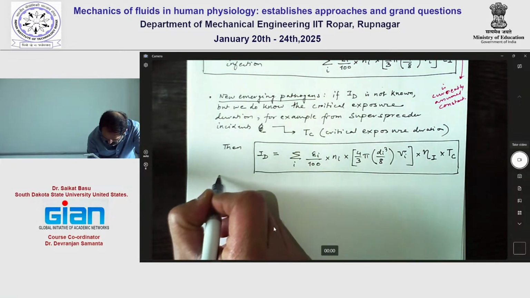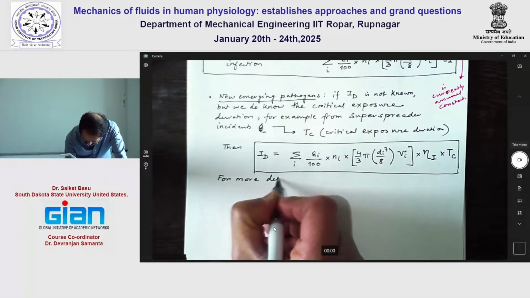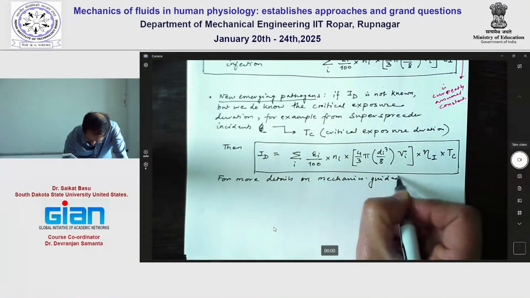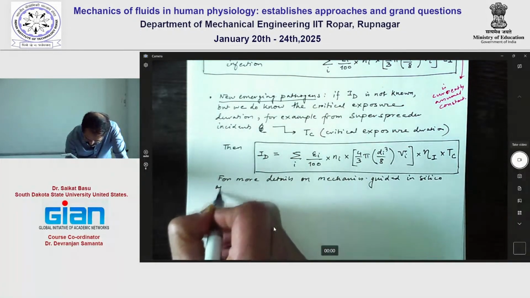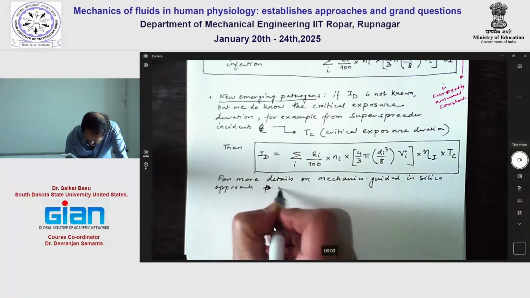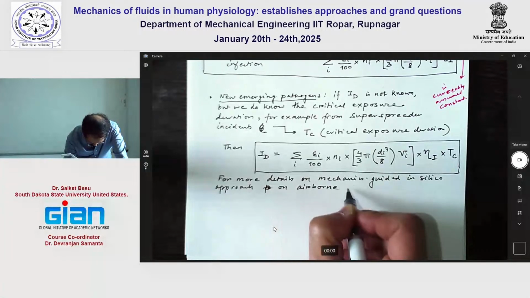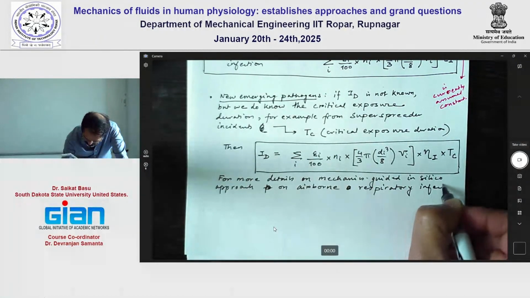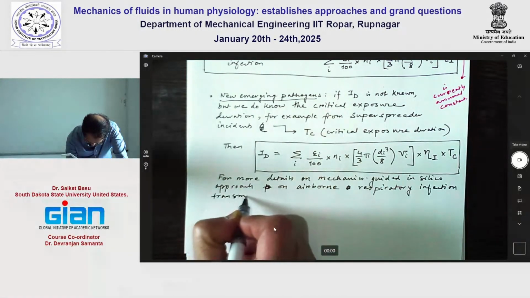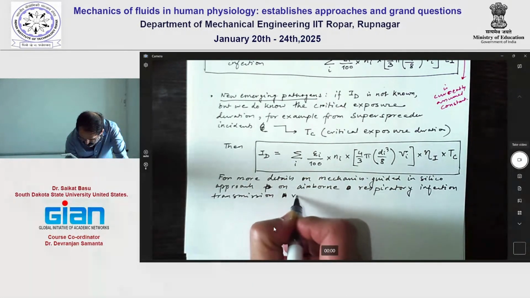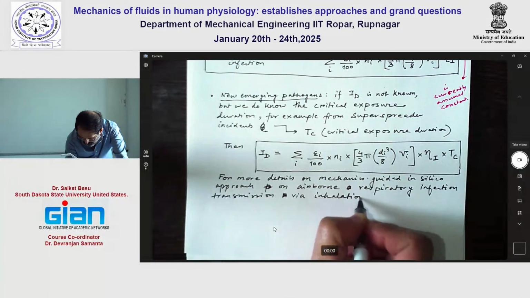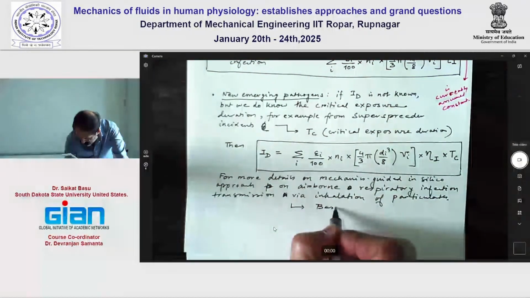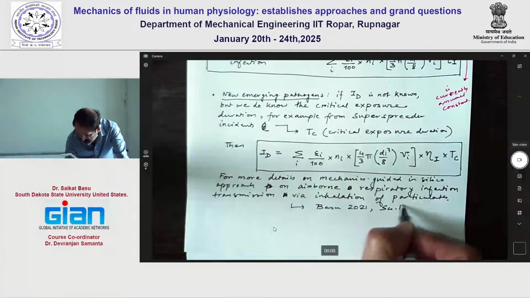So let me just write down some last comments. For more details on mechanics guided in silico approach on airborne respiratory infection transmission via inhalation of particulates, you can see this paper that I'm talking about, 2021, Scientific Reports.